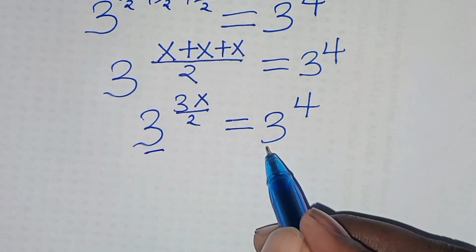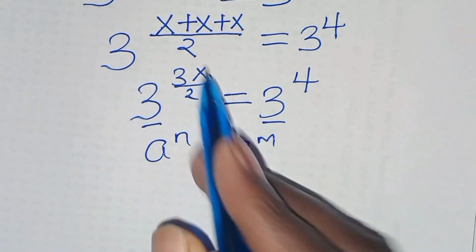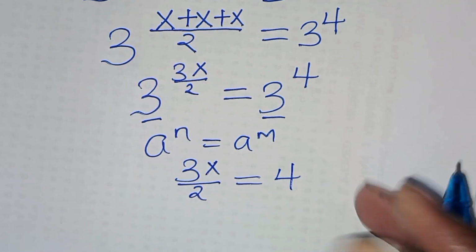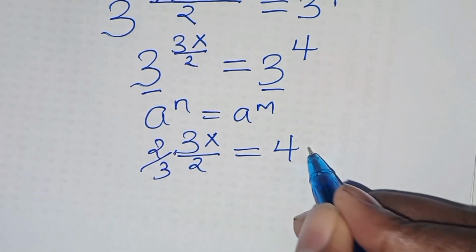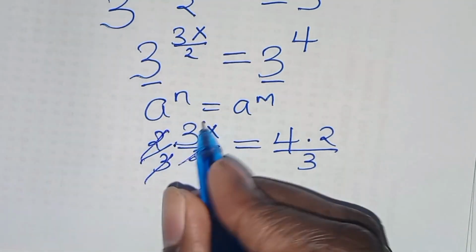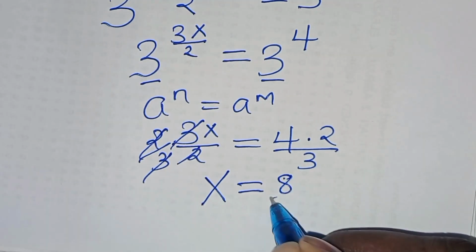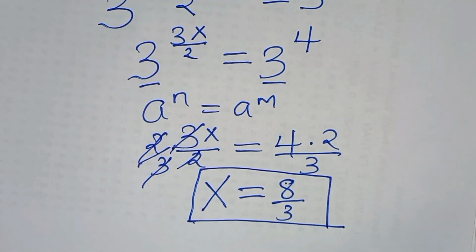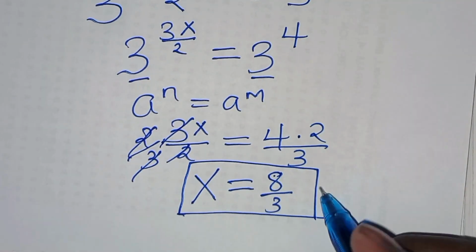Now, since the bases are common here, that is a to power n is equal to a to power m, then you find that 3x over 2 is equal to 4. So let's multiply both sides by 2 over 3. So that now we simplify so that x is equal to 8, that is 4 times 2 is 8 over 3. So this is the value of x by applying method 2. So both method 1 and method 2 give us the value of x as 8 over 3.